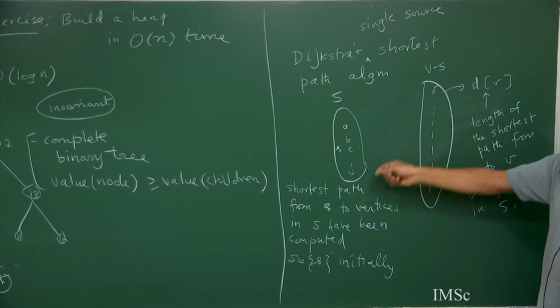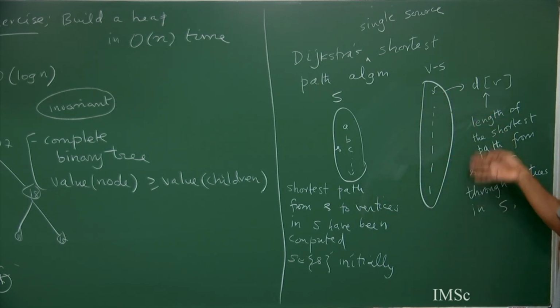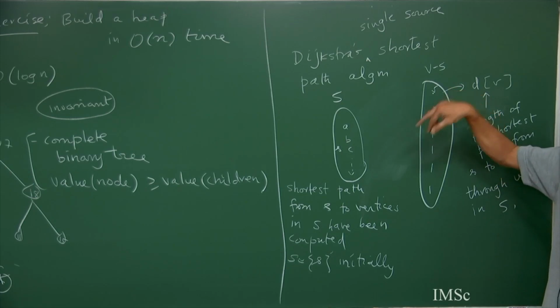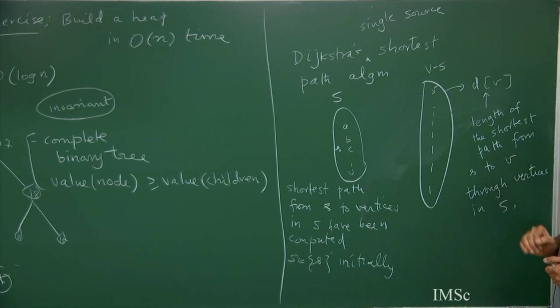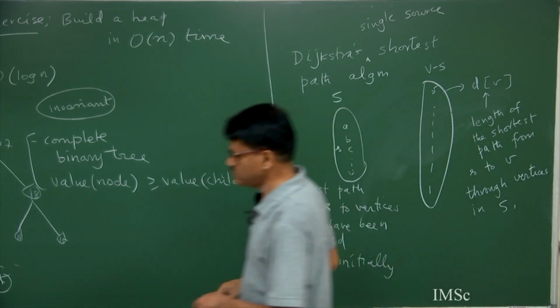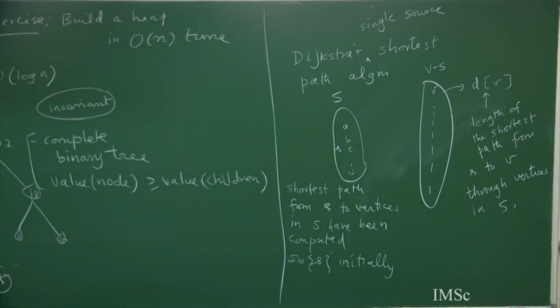Now I have one extra vertex, so I may have to update these D values, because through this little V maybe I get something shorter for these vertices. So I look at the neighbors of V and you will do some adjustment, right. So, okay, since I started, let me actually write the algorithm.